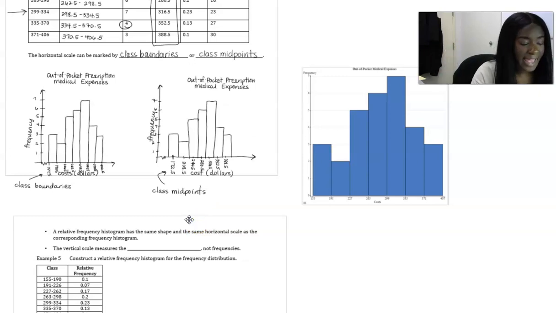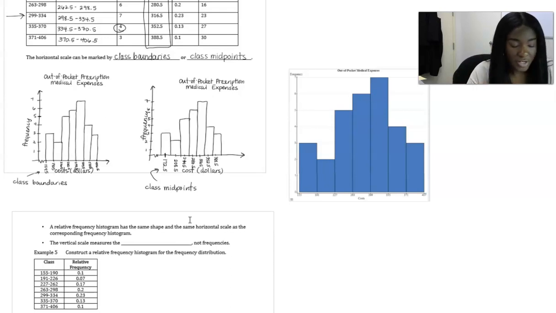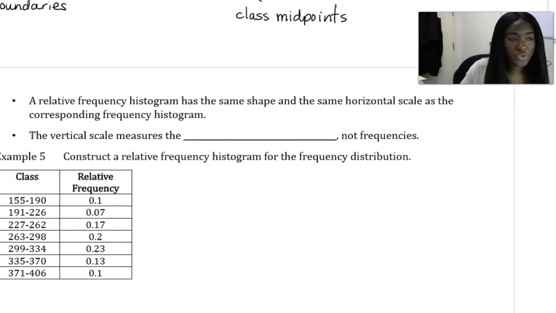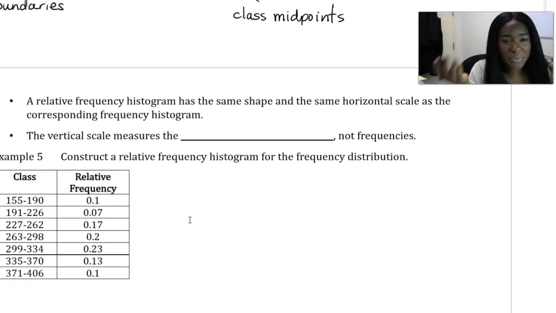So we have seen how to create a histogram by hand. We've seen how to create a histogram on StatCrunch. Earlier, when we first started talking about histograms, I first called it a frequency histogram because we can also show a relative frequency histogram. A relative frequency histogram is going to have the same shape and dimension. It's going to look almost exactly the same as a frequency histogram.